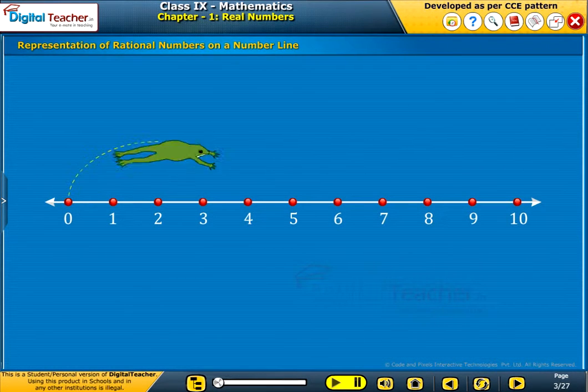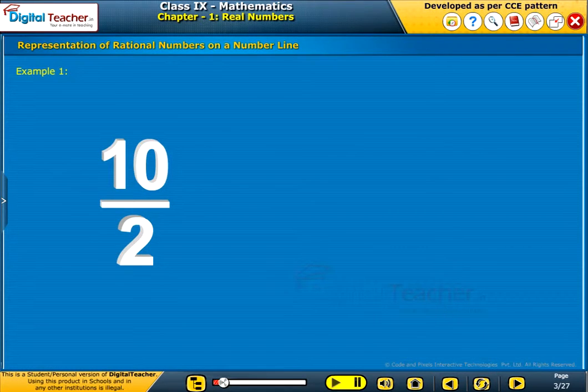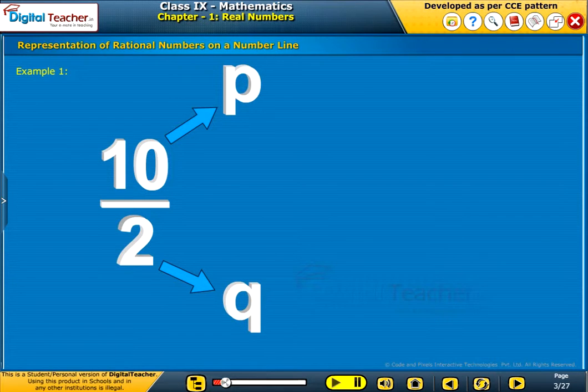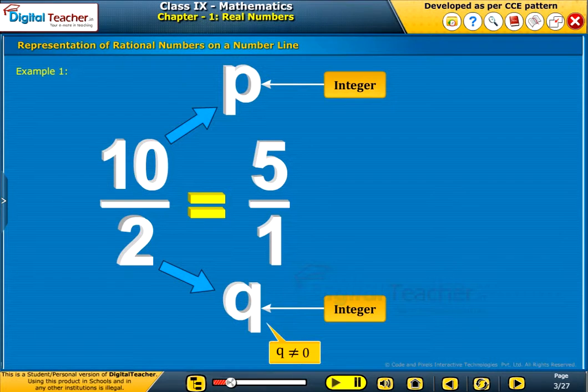Now, let us learn about representation of a rational number on a number line. For example, let us consider the number 10 by 2. Here P is equal to 10 and Q is equal to 2, where P and Q are integers and Q not equal to 0. Here the number 10 by 2 can also be represented as 5 by 1.